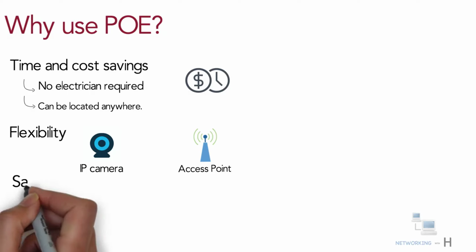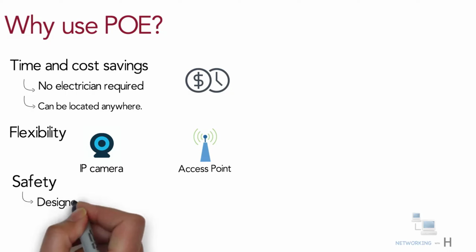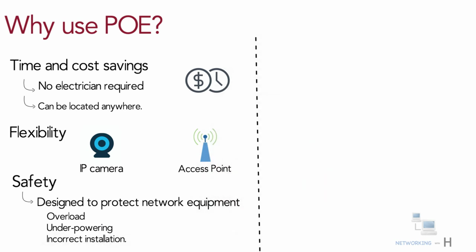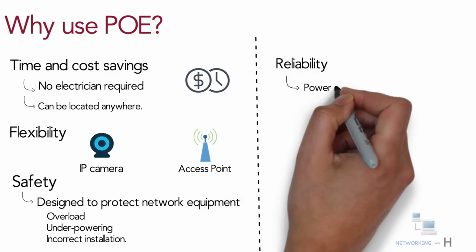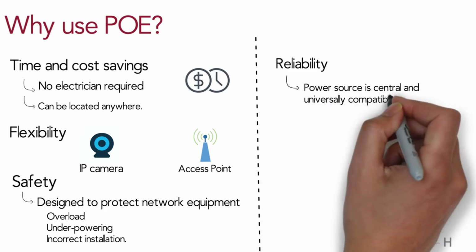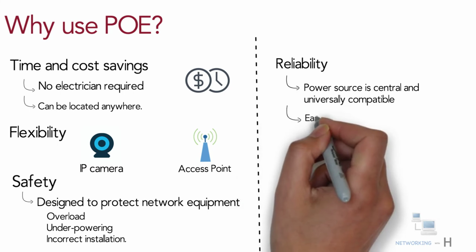The next advantage is safety. PoE delivery is intelligent and designed to protect network equipment from overload, underpowering, or incorrect installation. The next advantage we have is reliability. PoE power comes from a central and universally compatible source rather than a collection of distributed wall adapters. It can be backed up by an uninterruptible power supply or a control to easily disable or reset devices.